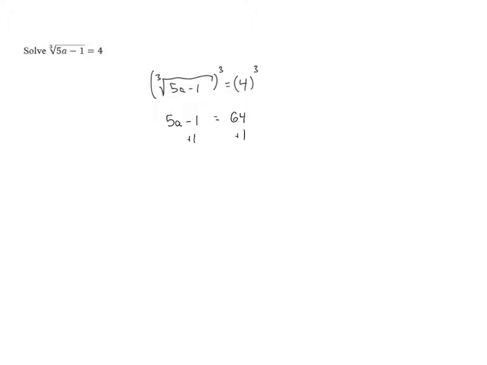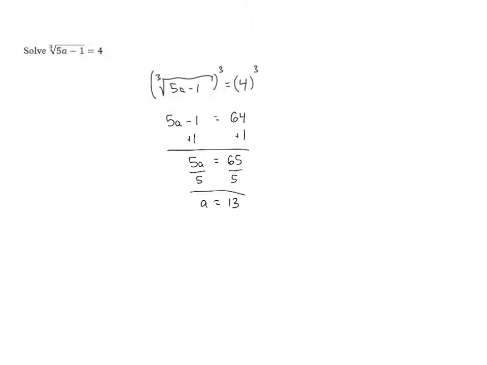Here we will add 1 to both sides. This leaves us with 5a on the left. And on the right, we have 65. Then to get a alone, we divide both sides by 5. And we end up with a equals 13.